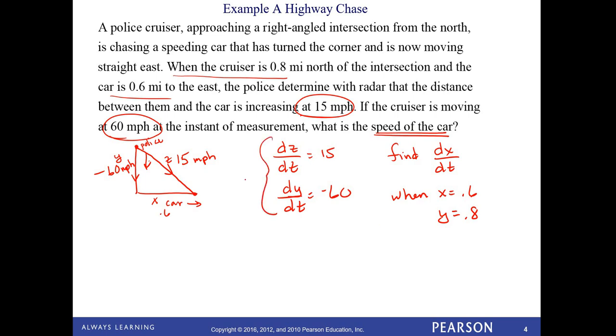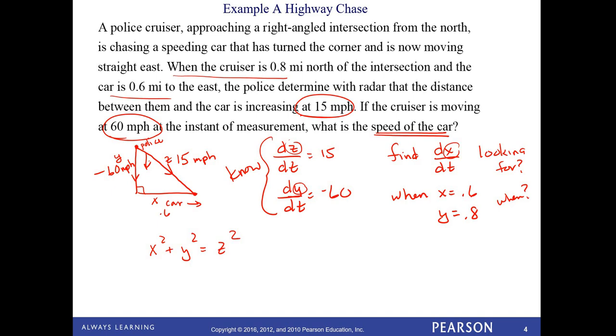What do you know? What are you looking for? And when are you going to look for it? So we need to set up an equation using the variables on top of my rates, so x, y, and z. This is a right triangle, so I can use x squared plus y squared equals z squared. Notice I am not using my derivatives, I'm just using the variables that I need to solve my problem.